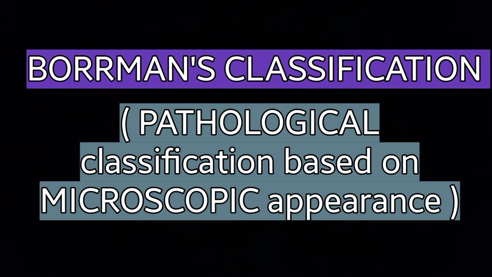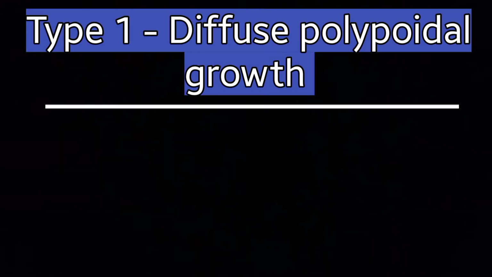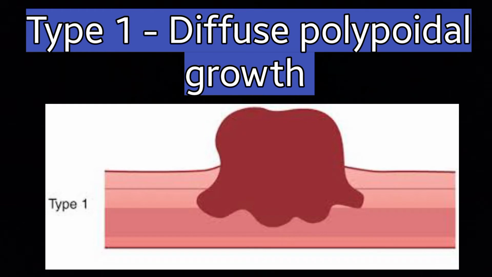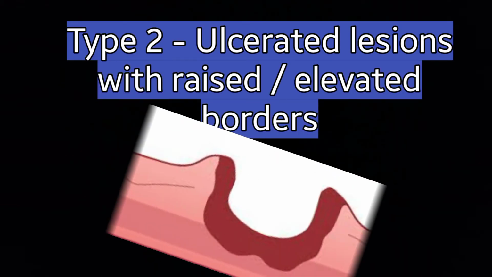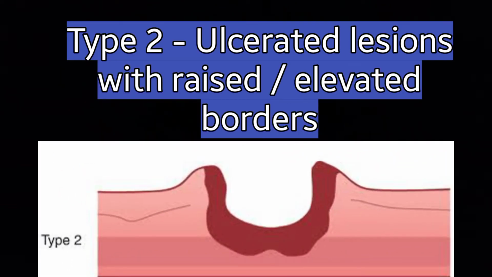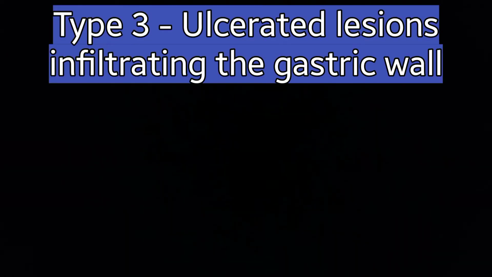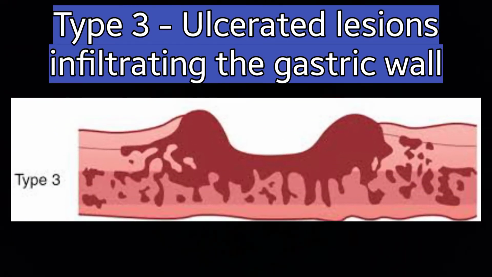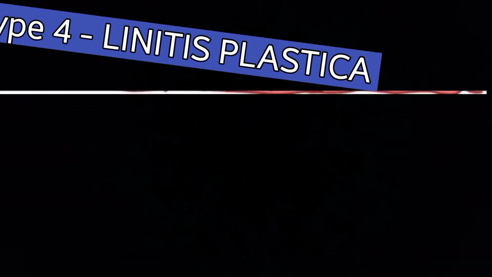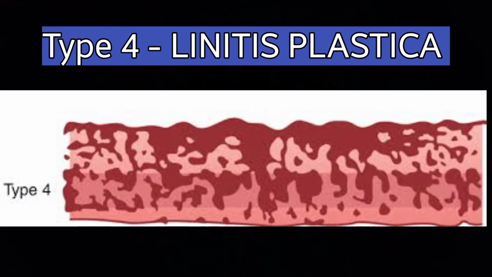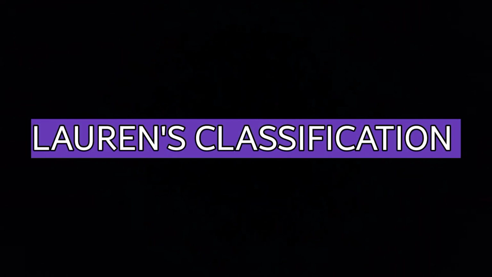Fourth, Borrmann's classification, a pathology classification which is based on macroscopic appearance. Type 1, diffuse polypoidal growth. Type 2, ulcerated lesions with raised or elevated borders. Type 3, ulcerated lesions infiltrating the gastric wall. Type 4, linitis plastica. And type 5 is non-classifiable.